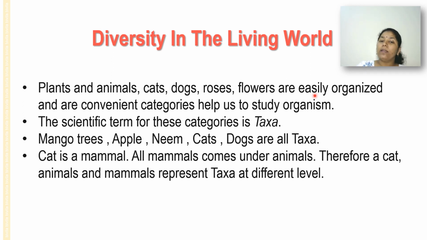And cat is a mammal. All mammals come under animals. Therefore, cat, mammal, animal represent taxa at different levels, right. That is, cat comes under mammal, and mammal is included in animals. So, at different levels these all represent the taxa or categories.